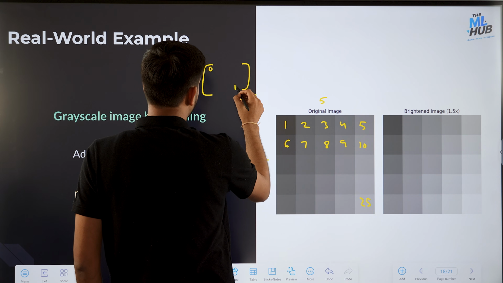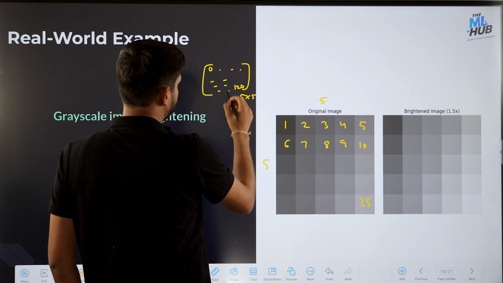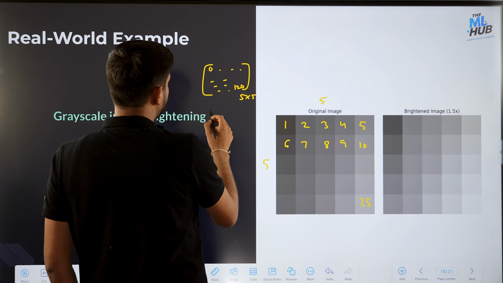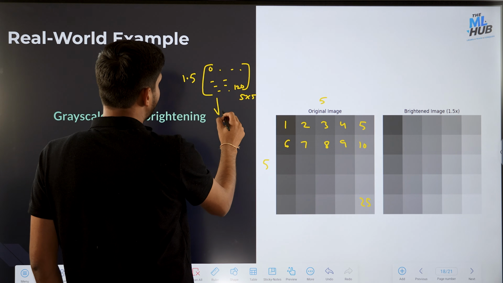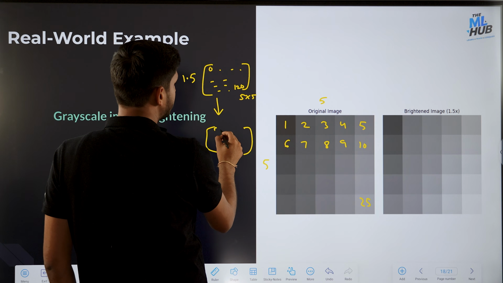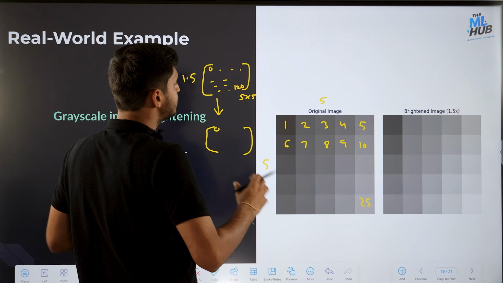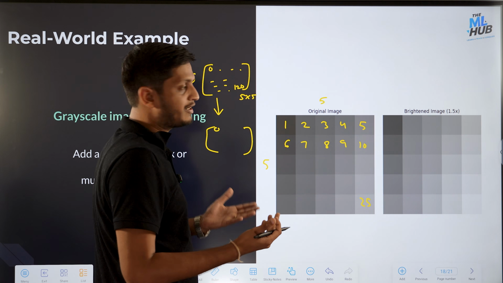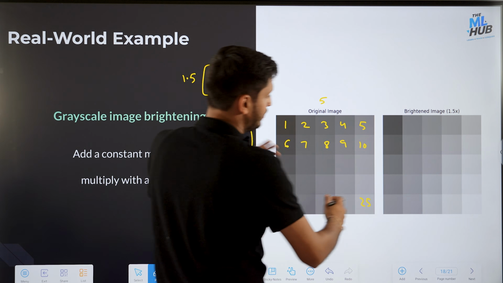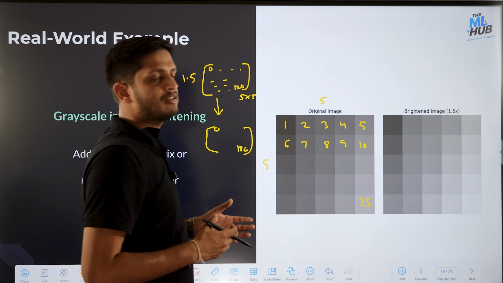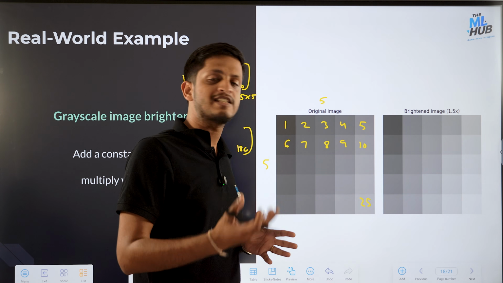So let's say it's 120, and you have some values, it's a 5 cross 5 matrix. Now if you do a scalar multiplication on this image, let's say I multiply this image by 1.5, then all the values will be multiplied by 1.5. 0 will remain 0, so black will remain black only. But all other pixels will intensify, they will become more white, because 120 will become 180. So you can use scalar multiplications to brighten the image.